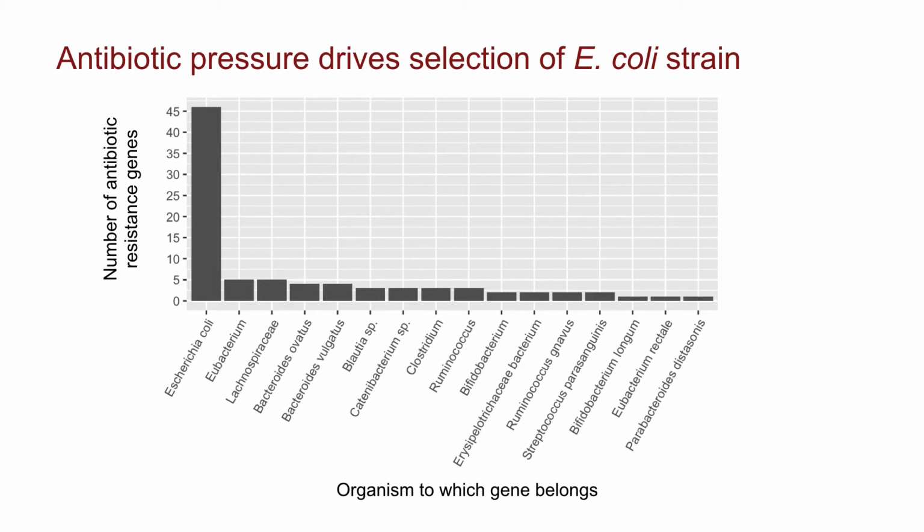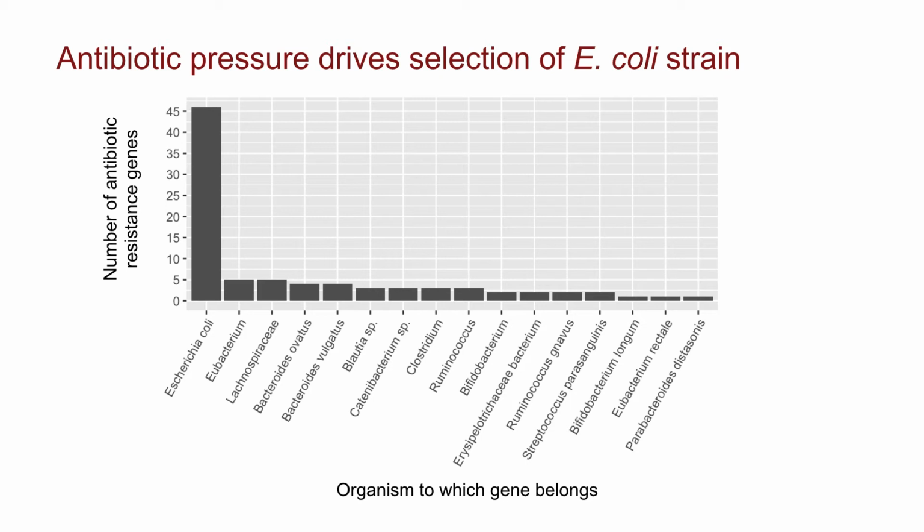And indeed, if we go back to time point A and look at all the various organisms that were present in the patient's microbiome, we looked at the number of antibiotic resistance genes that each of these organisms had in their genome. And during time point A, there were 87 resistance genes, and of those, 46 belonged to E. coli. The rest of the resistance genes were widely dispersed across many other organisms. So the organisms with the next highest number of genes were classified to Eubacterium and Lachnospiraceae, and each of those only had 5 genes.